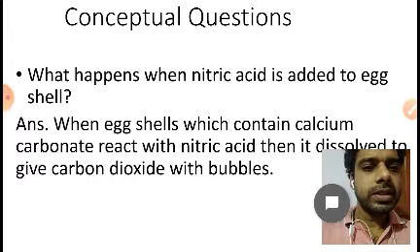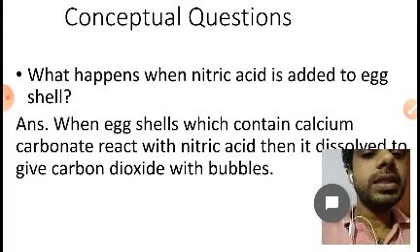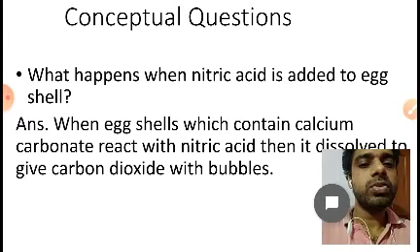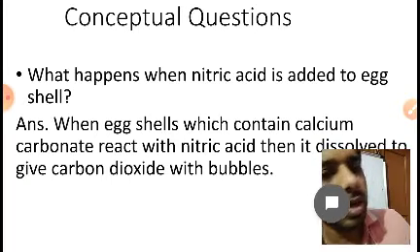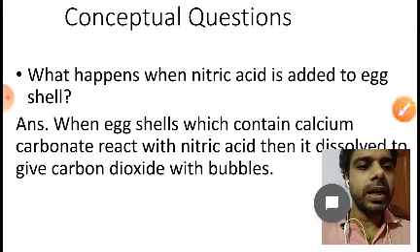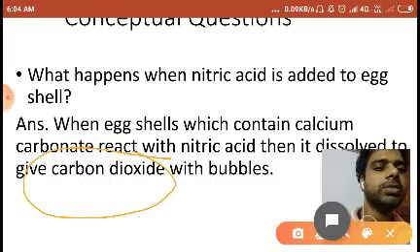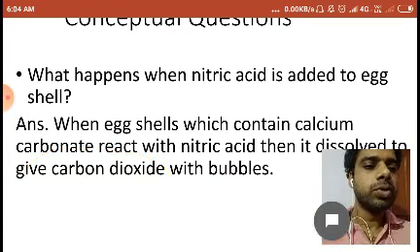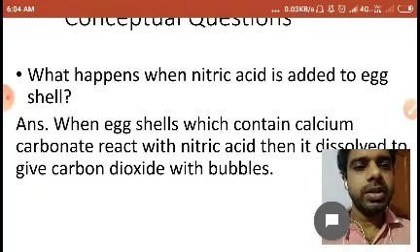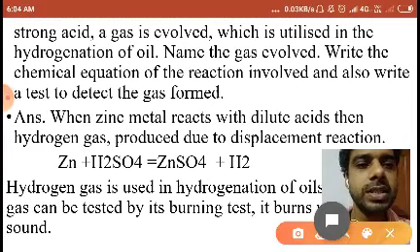You can see what is the question, what is the answer. What happens when nitric acid is added to egg shell? When egg shell which contains calcium carbonate reacts with nitric acid, then it dissolves to give carbon dioxide with bubbles. We can also write carbon dioxide, calcium nitrate and water, but the main answer is that it evolves carbon dioxide. Sometimes they will ask what is the test for that one. So you can write the carbon dioxide test: with lime water, it turns milky.